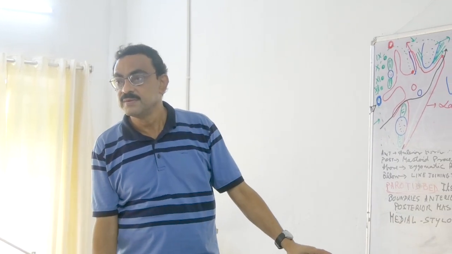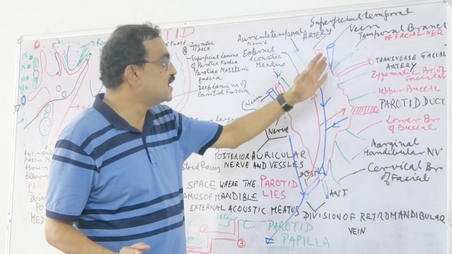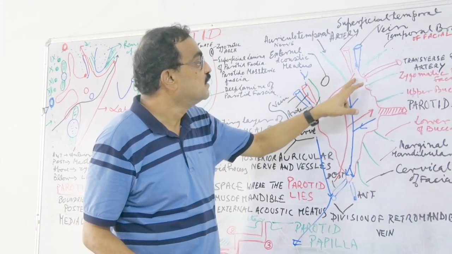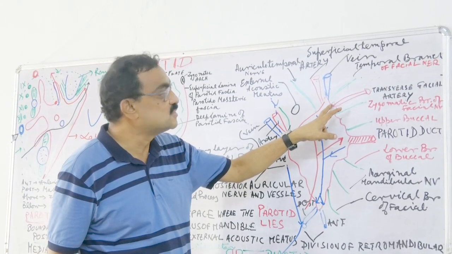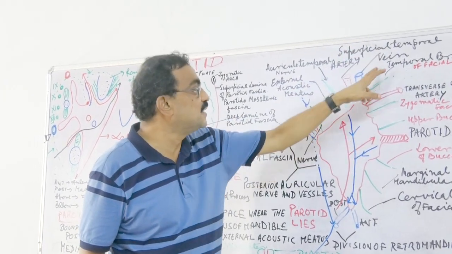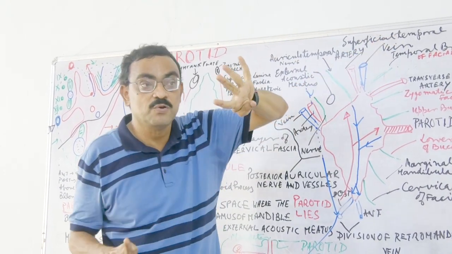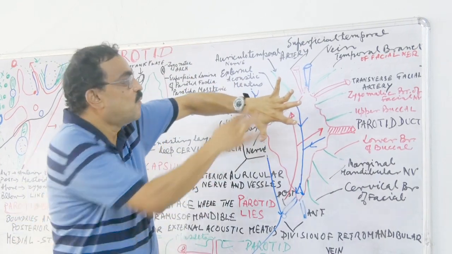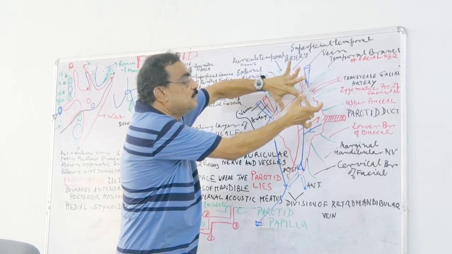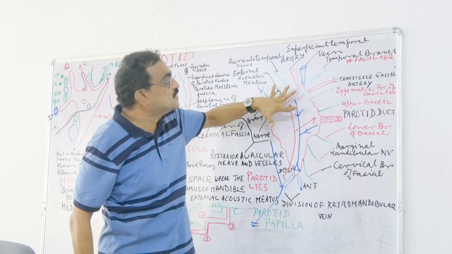So this is the base, and from the anterior border we can see the emergence of nerves, and also from the base we can see one nerve coming out. That is the temporal branch of the facial nerve. We know there are 5 branches like this: temporal, zygomatic, buccal, mandibular, and cervical. So this is the temporal branch.